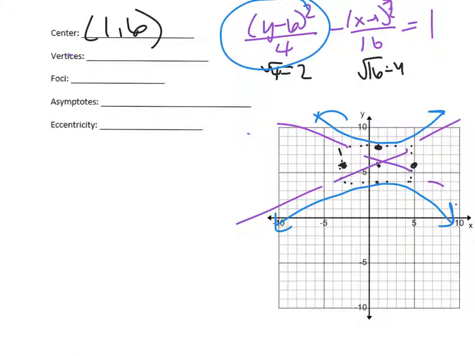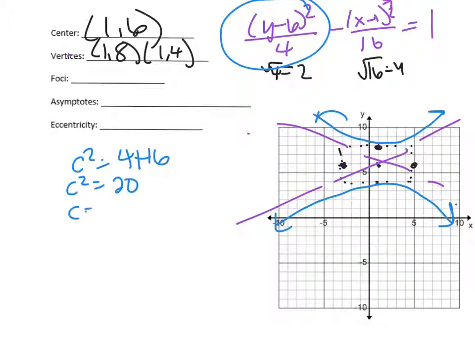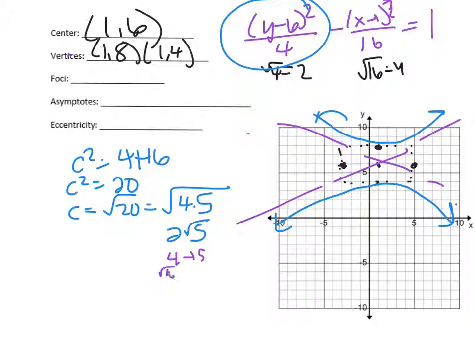Okay, then my vertices are these 2 points here, 1, 8 and 1, 4. My foci, 4 plus 16, you just add the two denominators, gives me 20. C equals square root of 20, which is square root of 4 times 5. Square root of 4 is 2. So 2 root 5 is between 4 and 5, between square root of 16 and square root of 20. So I'm going to go up and down about 4 and a little more.